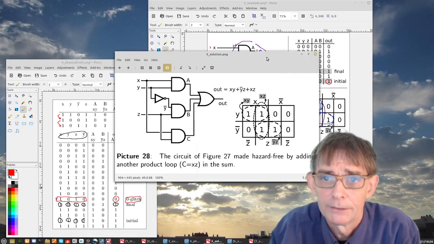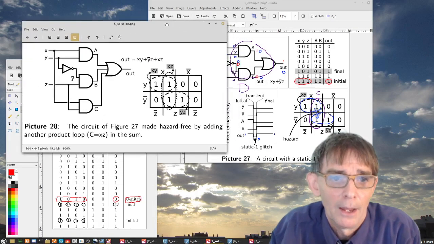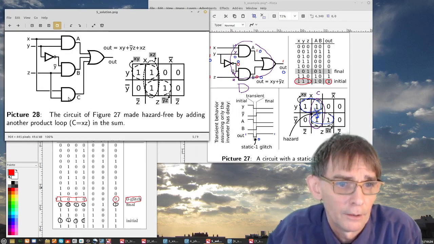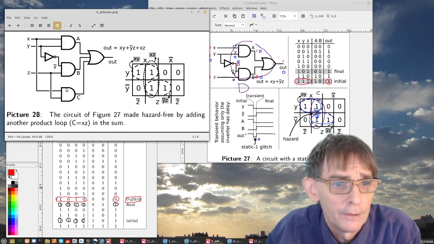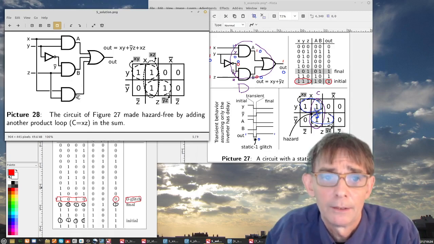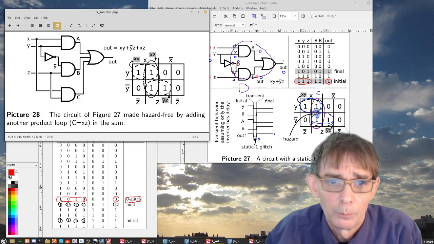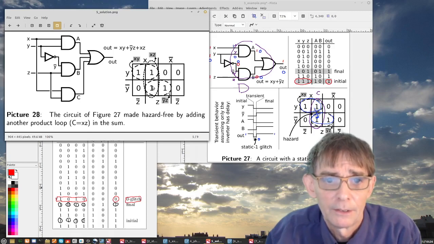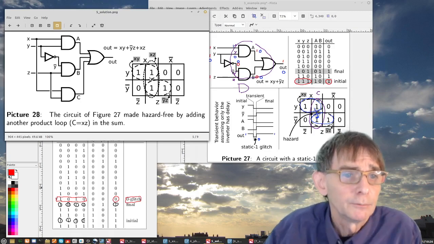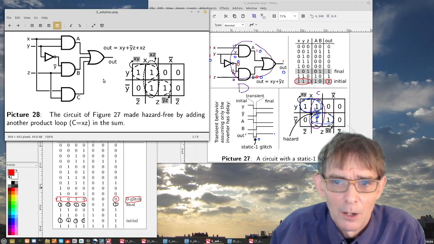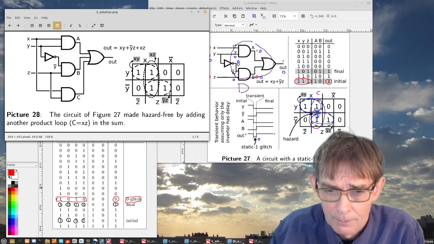So the solution then is, as I told you, adding another loop to our sum of products. I have here added another loop, another AND gate to implement this loop here, which is called XZ. As you can see in this Carnot map, that's XZ. And now if we go from this state here to this state here, it means that we don't get a 0 temporarily.